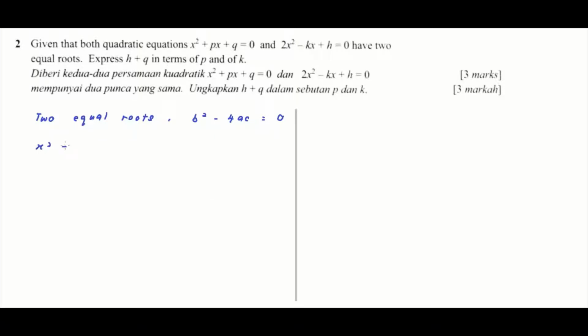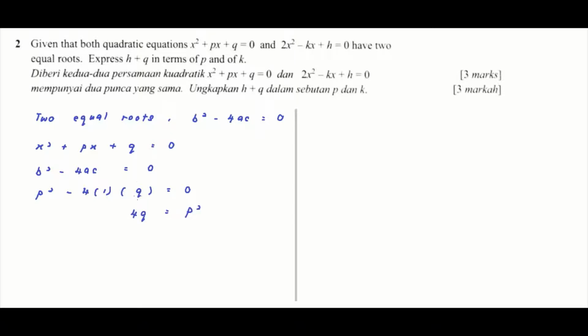So x squared plus px plus q equals to 0. So since it's already arranged in the general form of a quadratic equation, we can just substitute. So b squared minus 4ac equals to 0. So b is p, so minus 4, and a is 1 and c is q, so equals to 0. So from here, I'll be able to get 4q will be equal to p squared.